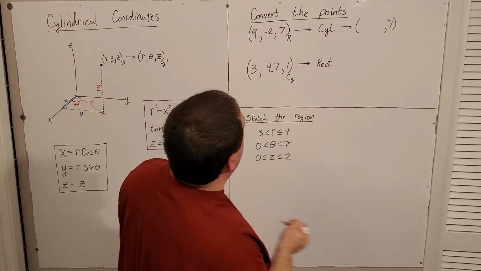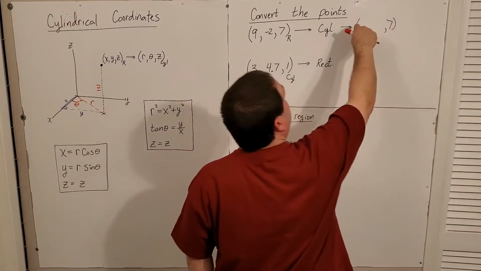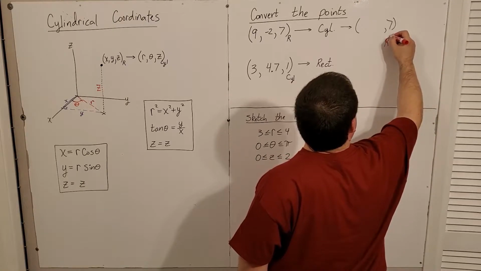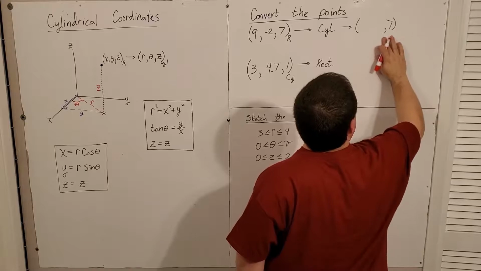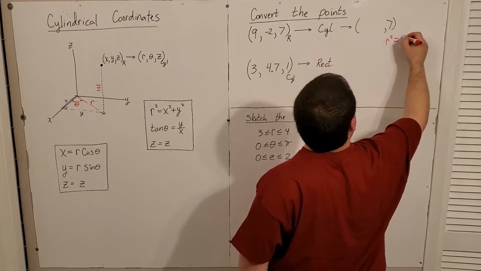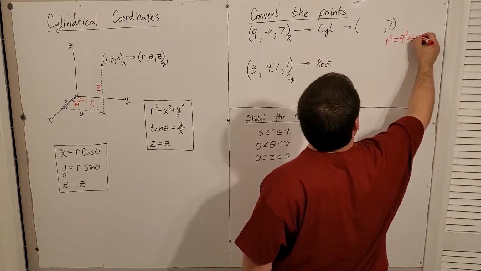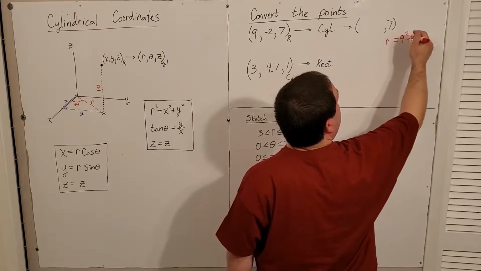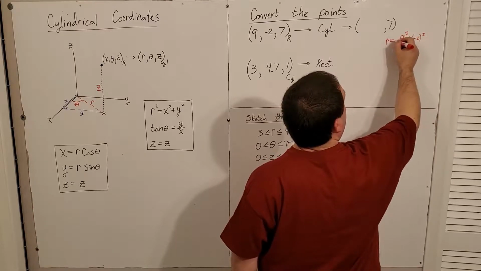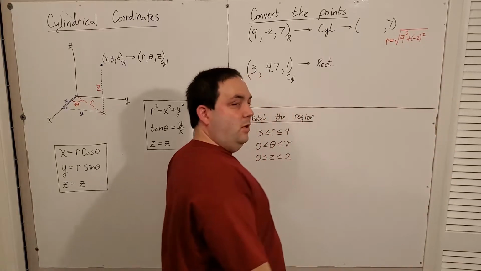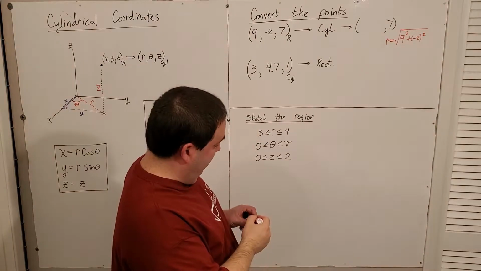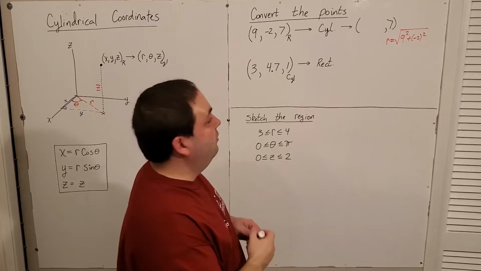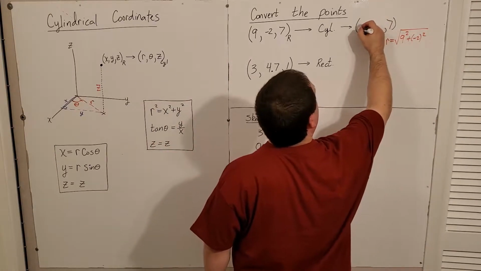Well, don't forget that r squared is equal to x squared plus y squared, like so. And I'm just going to square root both sides. So I can quickly find r by doing that calculation. That's going to be 81 plus 4, square root of 85 would be my r.